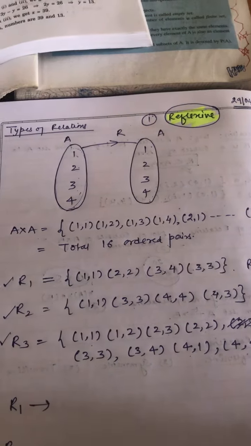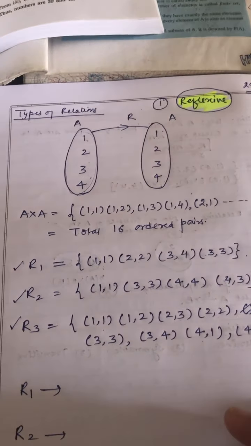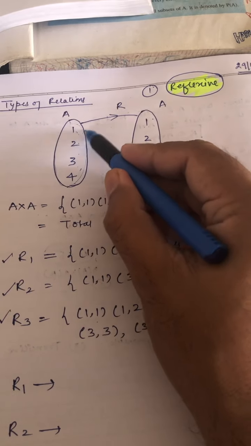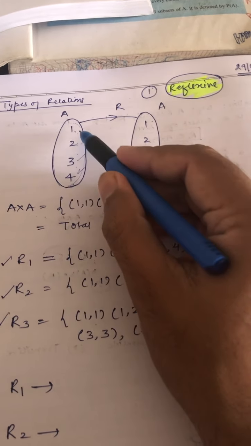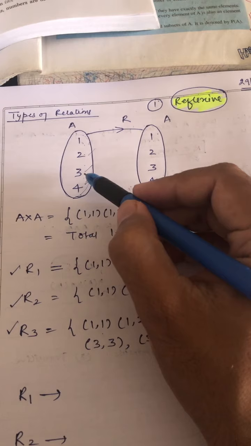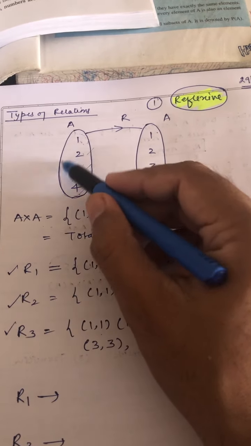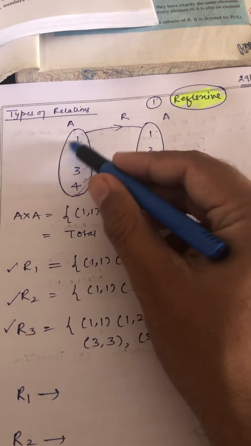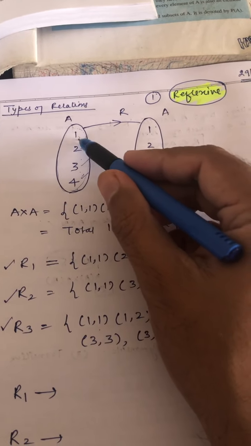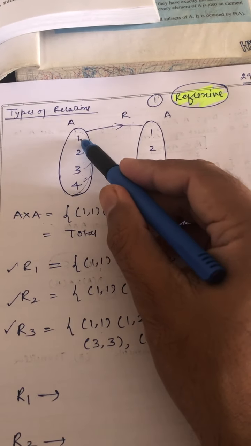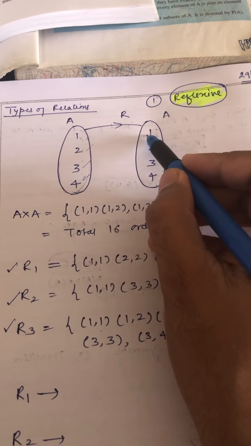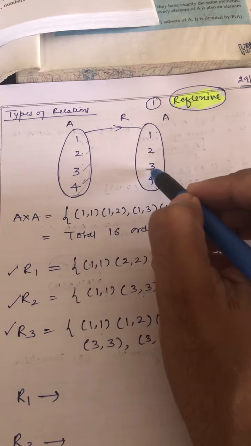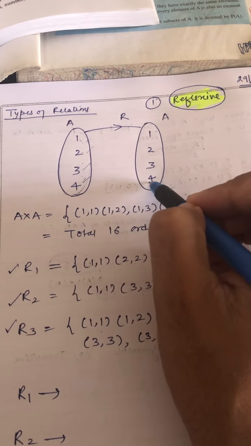Now for reflexive, it's a very basic definition. Reflexivity, how to check? We have to see the elements of set A. How many elements are there? 1, 2, 3, 4. A relation R on set A to A is said to be reflexive if every element of set A is mapped with itself. That means 1 will be mapped with 1. So (1,1) should be there in the relation, (2,2) should be there, (3,3) should be there, and (4,4) should be there.